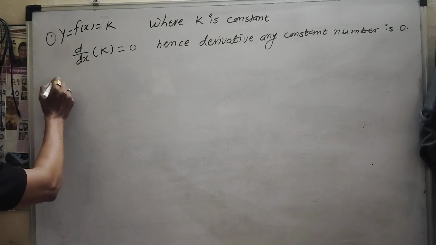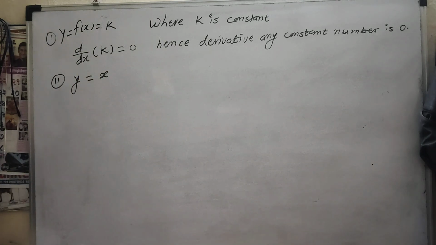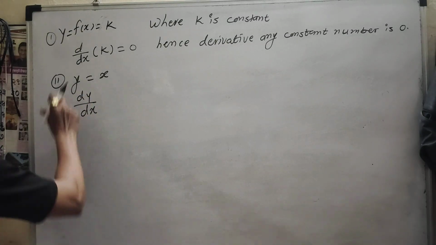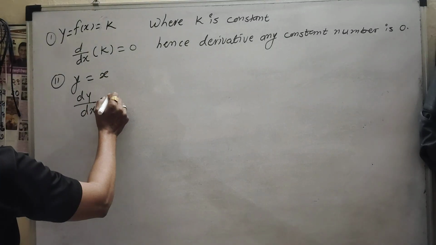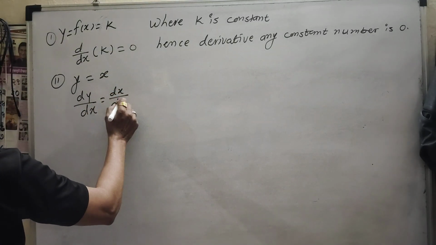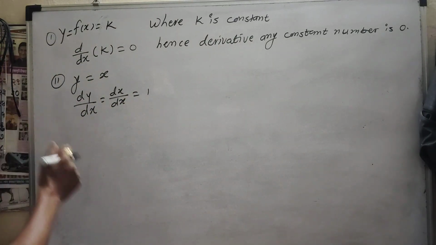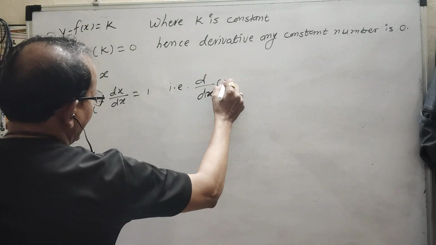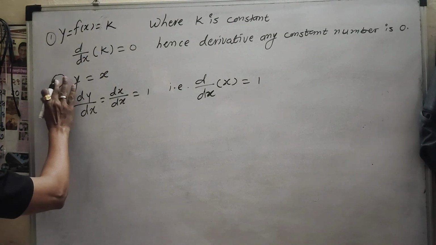Yes. So, like this. Second, suppose y is equal to x. That is dy by dx. Derivative of y is dy by dx, and derivative of x is dx by dx, means which is 1. Derivative of x is 1, means that is d by dx of x is equal to 1.